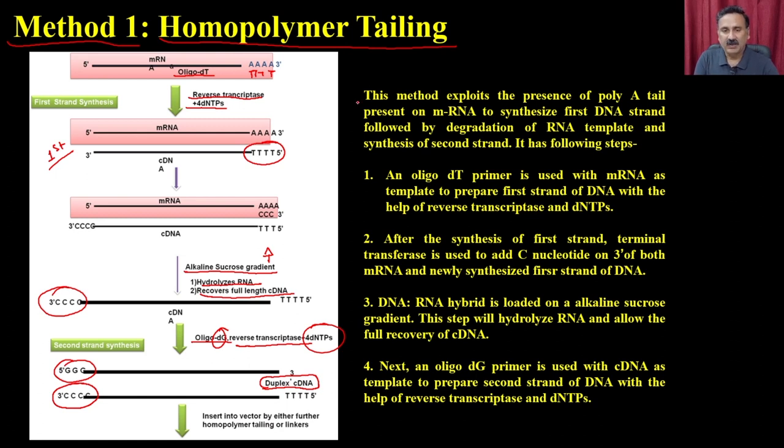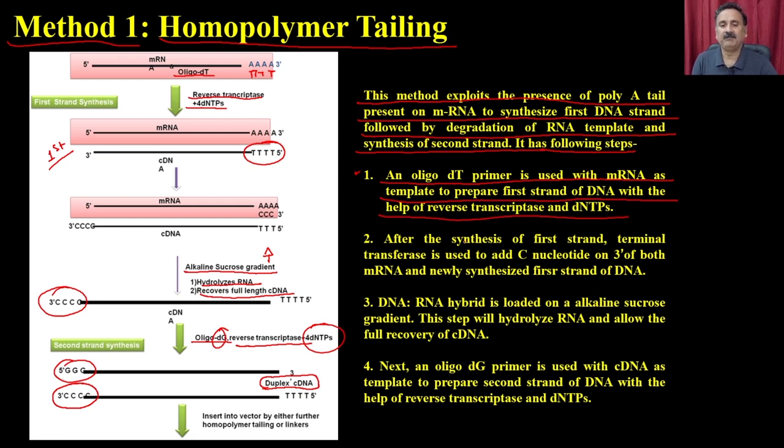So in the homopolymer tailing, this method exploits the presence of the poly-A tail on the messenger RNA to synthesize the first strand, followed by the degradation of the messenger RNA template and the synthesis of the second strand. It has the following steps. In step 1, an oligo-dT primer is used with messenger RNA as a template to prepare the first strand of DNA with the help of reverse transcriptase and the dNTPs.